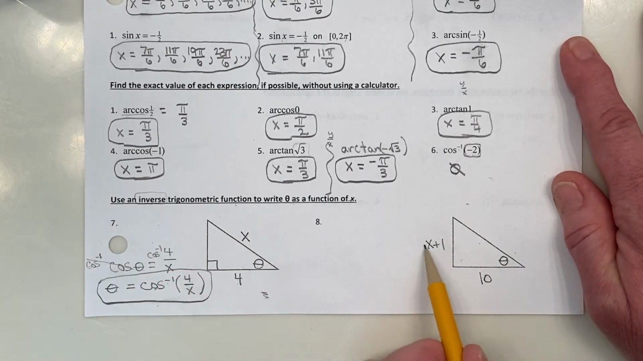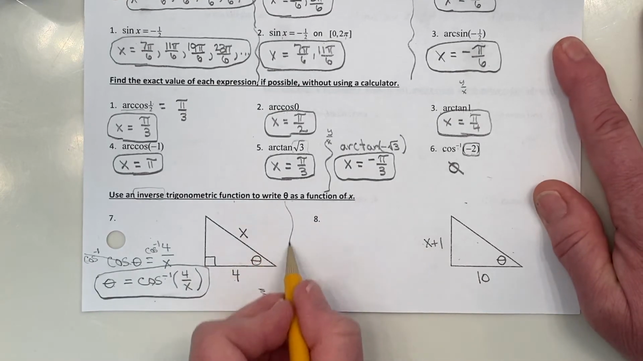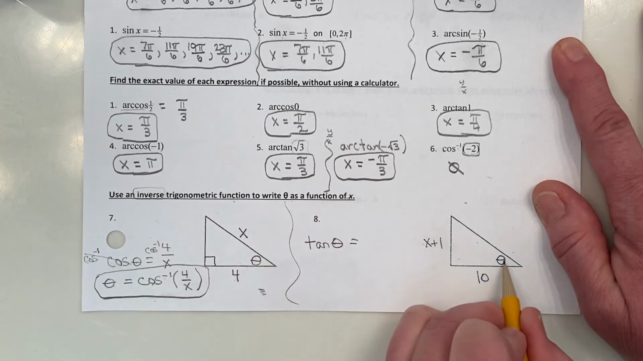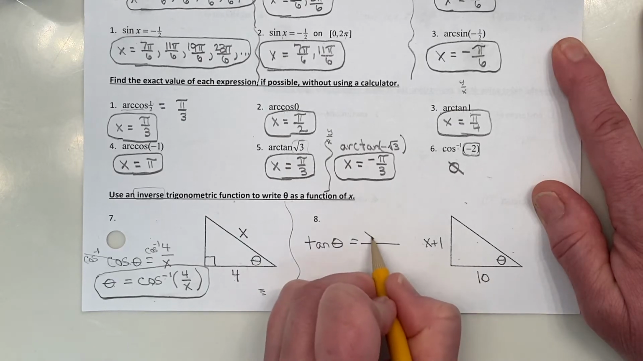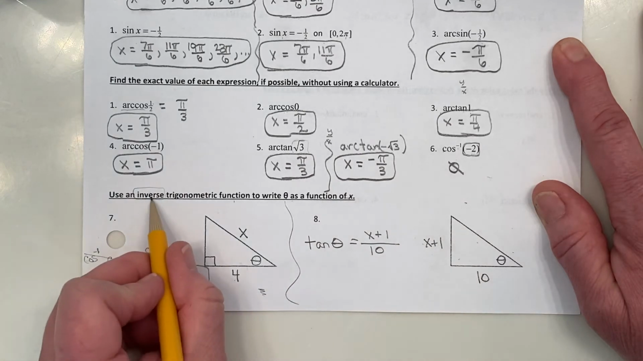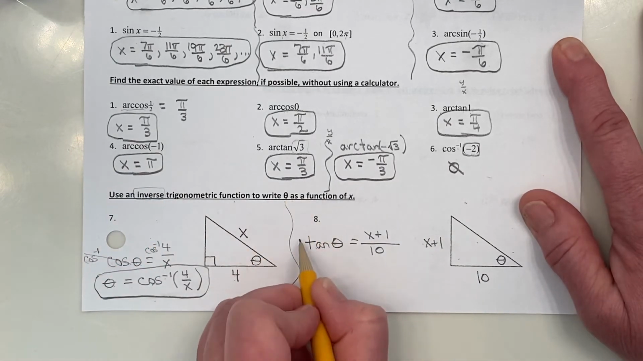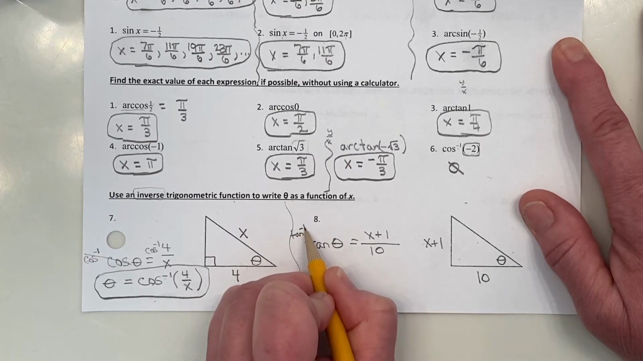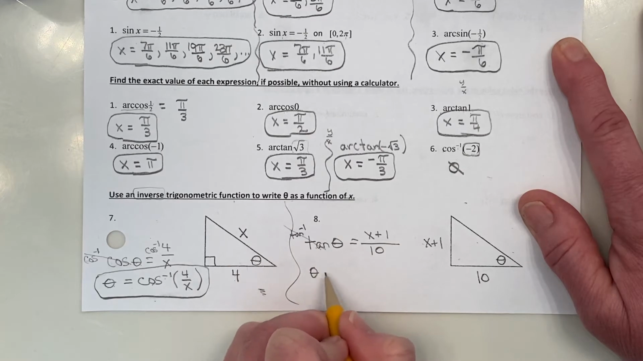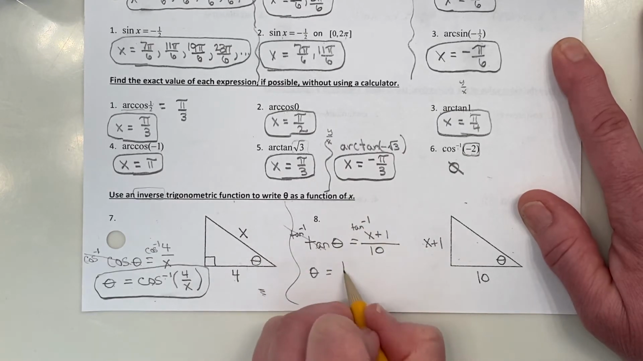Here's theta. I've got opposite and adjacent. I'm thinking that's tangent. So the tangent of theta would be the fraction x plus 1 over 10. I have not used an inverse trig function yet, and theta is not by itself. Bring in an arctan on both sides of the equation. Arctan will inverse or undo tan, so theta equals, and I need an arctan here.